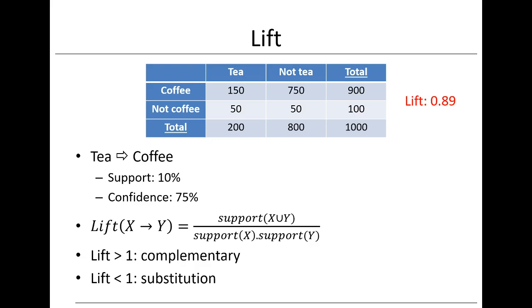The lift, also referred to as the interestingness measure, takes this into account by incorporating the prior probability of the rule consequent as follows: support of x union y divided by support of x times support of y. A lift value less than 1 indicates a negative dependence or substitution effect, whereas a lift value bigger than 1 indicates a positive dependence or complementary effect. In our example, the lift value equals 0.89, which clearly indicates the expected substitution effect between coffee and tea.